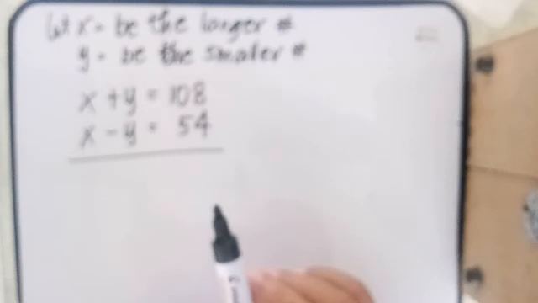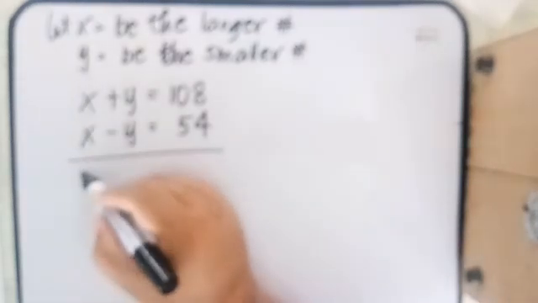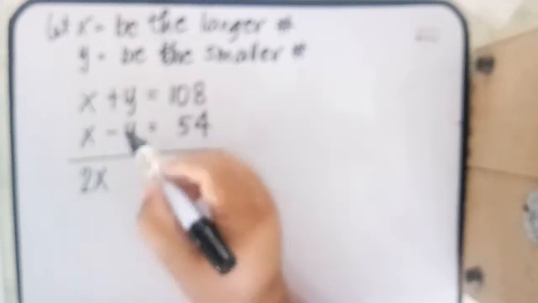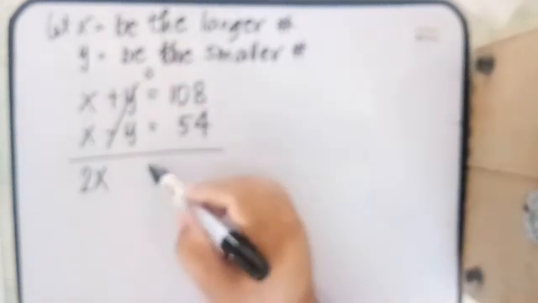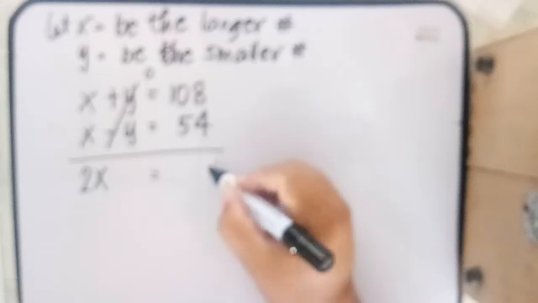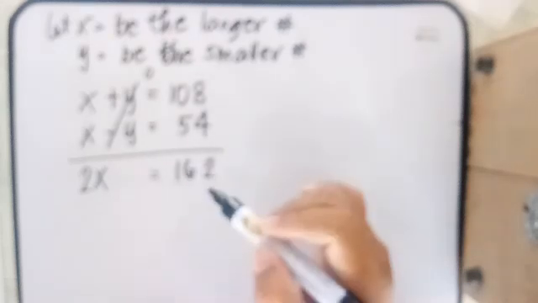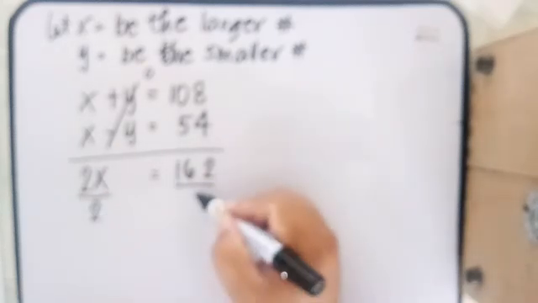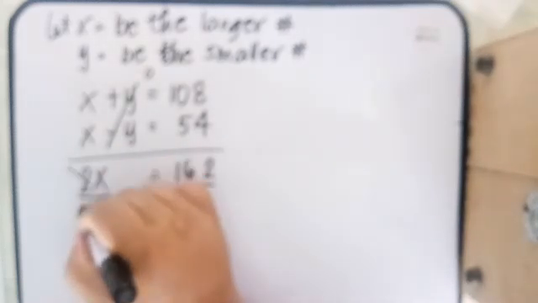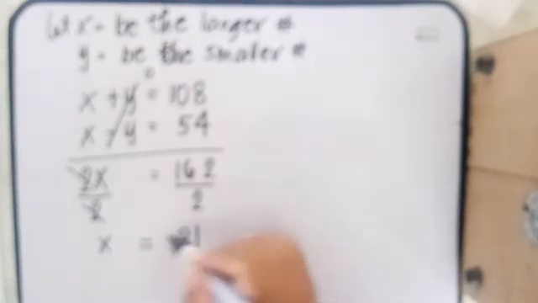So by what we call the elimination or addition method, if you add these two equations, it will give you 2x. If you add y and negative y, it will yield 0. If you add the right sides, 108 plus 54, this is 162. Then divide both sides by 2. Then x would be equal to 81. So this is your larger number.